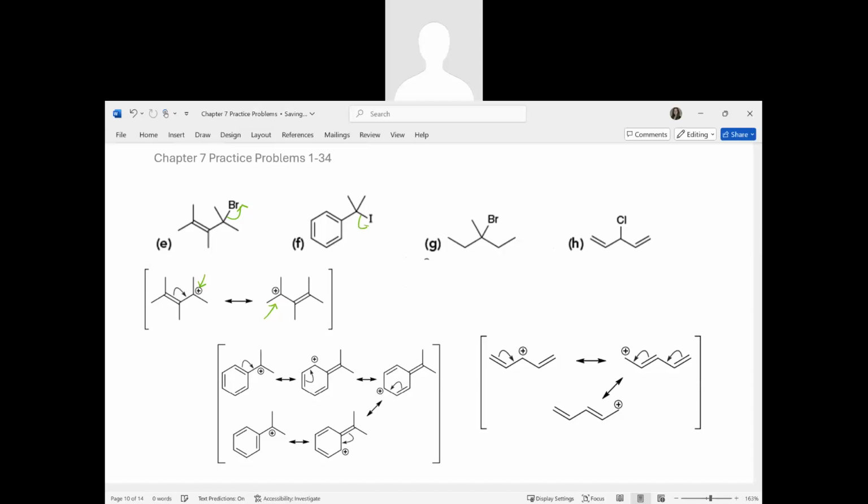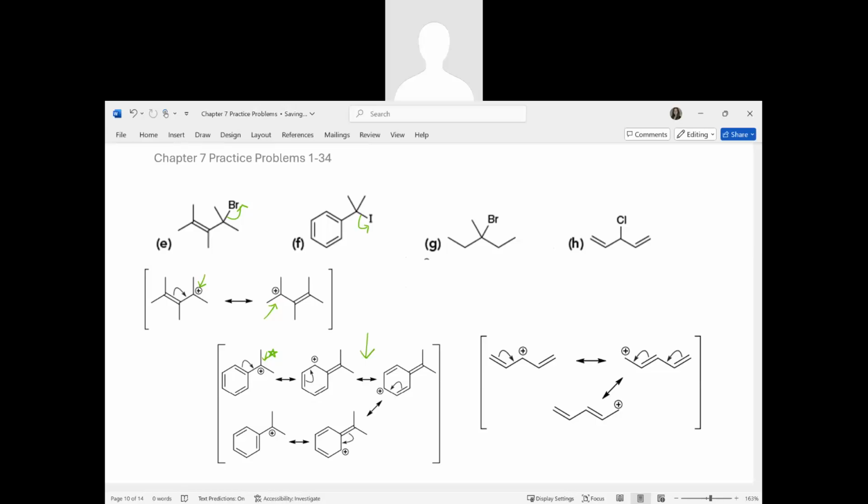With compound F, we see something similar. So this is our leaving group here. So initially, we would generate this carbocation shown here, which is in a benzylic position. So we have resonance stabilization of that positive charge, which could involve all three of those pi bonds in the benzene ring. So we can see all 5 of these resonance structures generated down here for compound F.